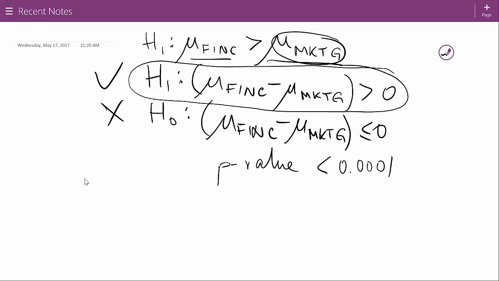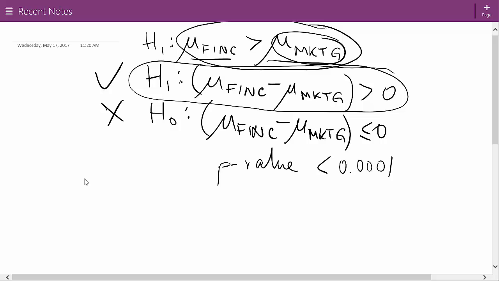I found in favor of the alternative, right? And the alternative says that, yes, average salaries in the finance concentration are higher than in the marketing concentration. So this difference that we found, $3,108 between sample 1 and sample 2, is actually a statistically significant difference, right? For us to say that, yes, it's not just a random fluke by the selection of samples.